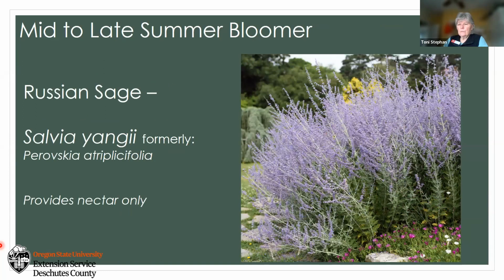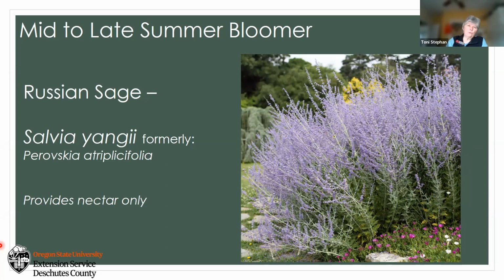Russian sage. A lot of people grow this. It used to be called Perovskia atriplicifolia. It has now been deemed a salvia. So the new botanical name for Russian sage is Salvia yangii. It got changed, I think, in 2020.